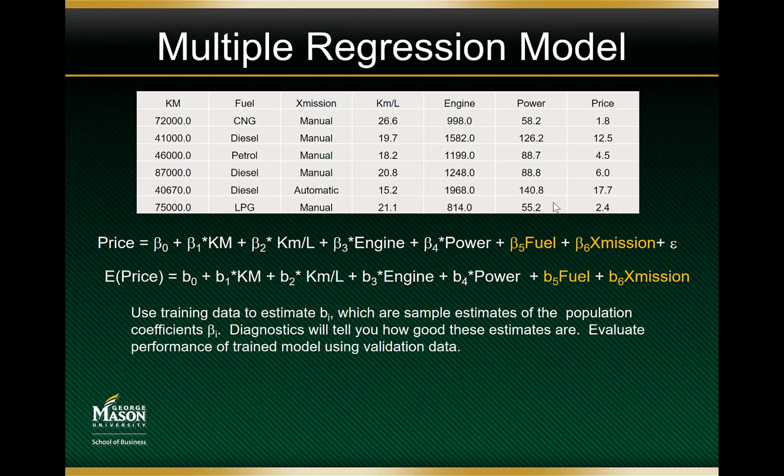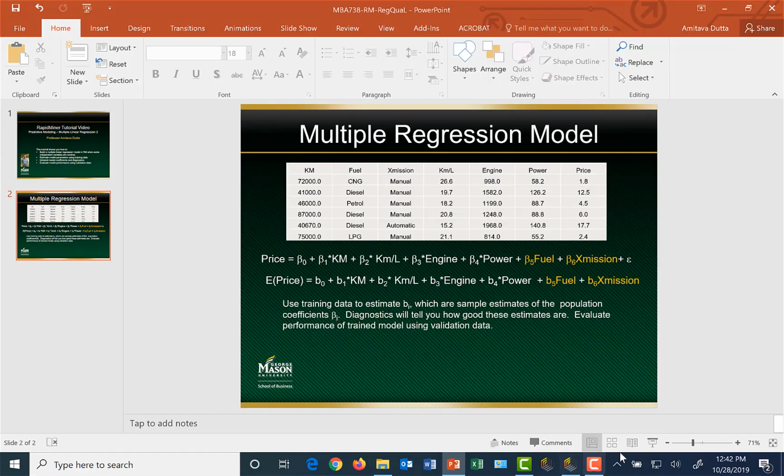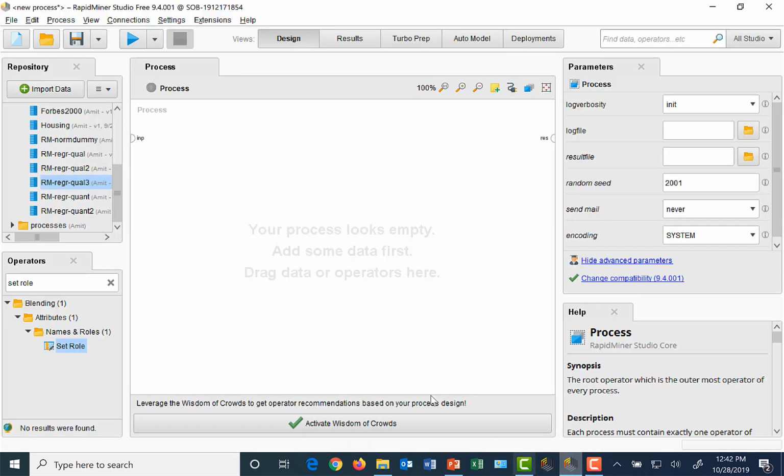Now, the coefficients for the 2 qualitative variables, fuel and transmission, I've drawn in a different color solely to draw your attention to the fact that these 2 variables are different from the quantitative variables, and they have to be treated somewhat differently in the model building process. And we will see what that is as we begin that journey. So let me start up RapidMiner and commence with our model building process.